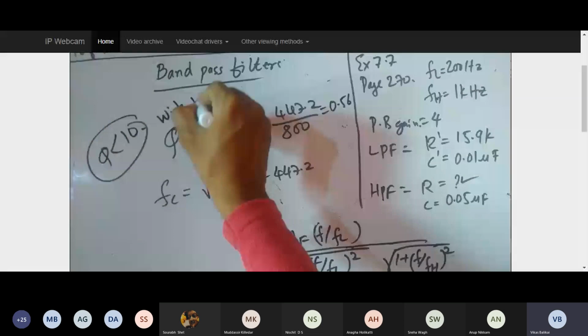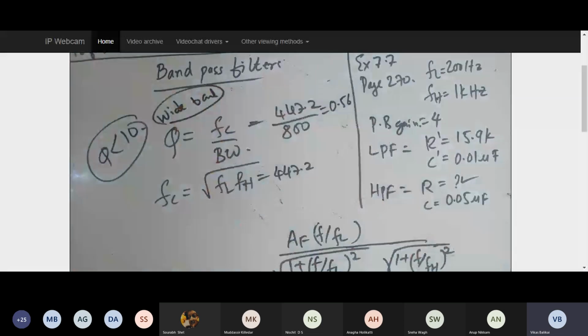Sometimes he may not give the term that it's a wide band filter. He asks you to identify whether it is wide band or narrow band. So this is how you are supposed to do it. So this is the concept as well as a numerical based on your wide band filters. So this is about your filters with respect to band pass filter. So in the next class, I'm going to start with the narrow band filter.